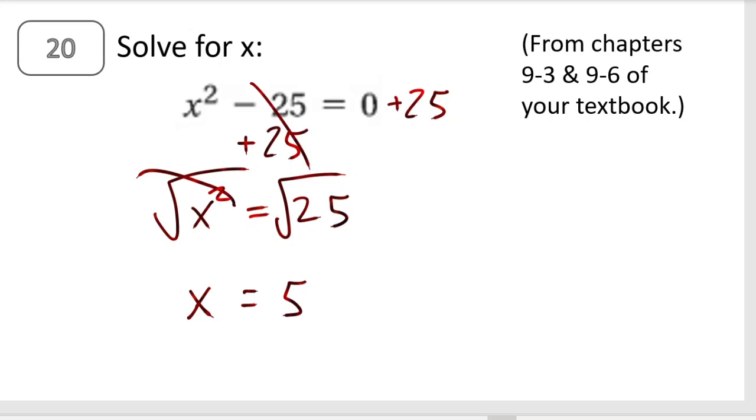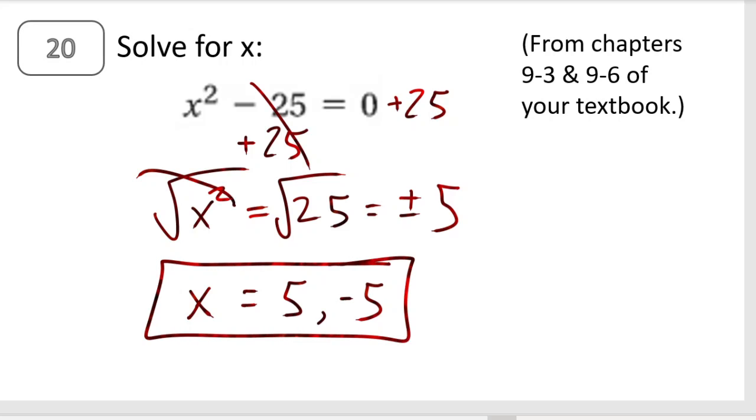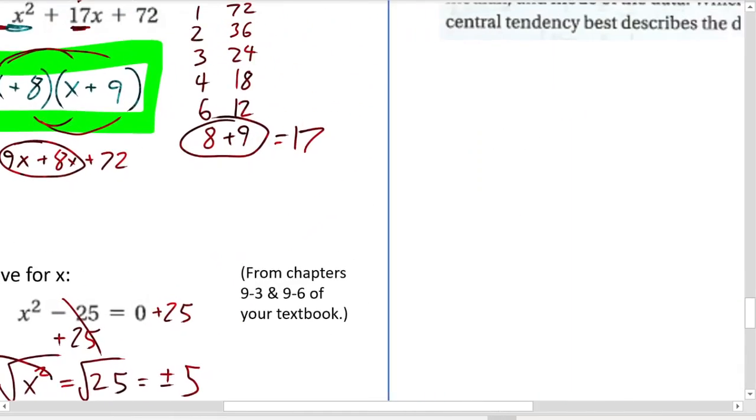There is one little trick here, though. There's one more number that we can multiply times itself to give us 25, and that is negative 5. So anytime we do a square root like this, it's equal to both the positive and negative version, because 5 times 5 gives us 25, but also negative 5 times negative 5 gives us positive 25. So we have two answers, just the positive and negative version of the same number. Alright, so that was 20.